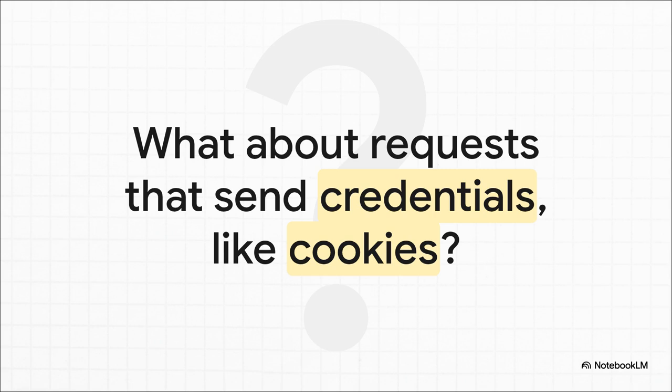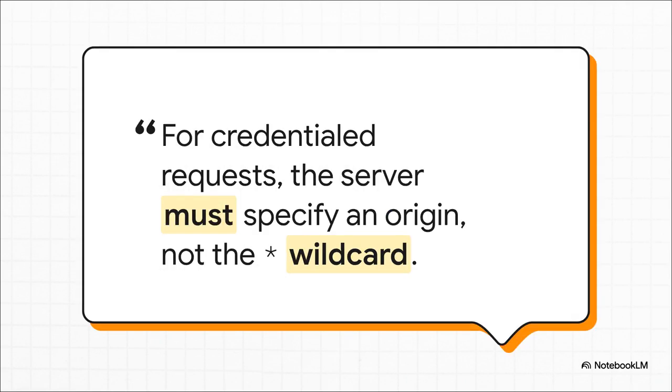And when you do that, the server has to play by an even stricter rule. Here it is, the big one. And it's so important I'm going to read it word for word. When responding to a credentialed request, the server must specify an origin, instead of specifying the asterisk wildcard. The asterisk, the star, means allow anyone. And think about that for a second. Would you want your login cookies to be sent to any website on the internet that asks for them? No way. The server has to name the one specific origin it trusts.